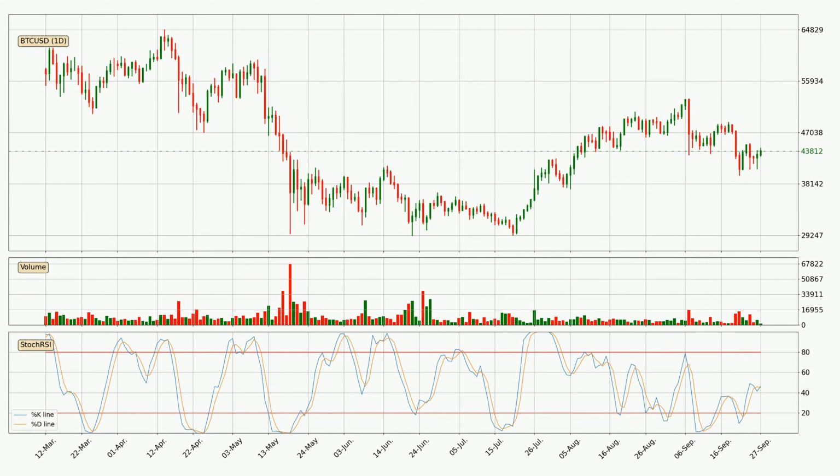Jumping to the daily Stochastic RSI, the Stochastic RSI currently shows no overbought or oversold conditions, but the %K line is over the %D line, which means the current trend is to the upside.